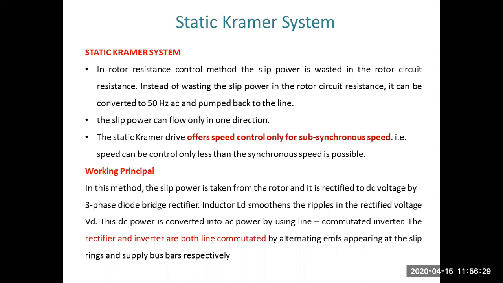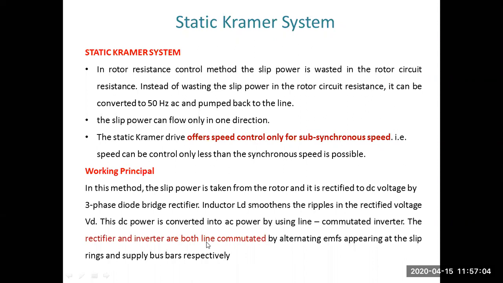Now this DC power is converted again into AC power by using a line commutated inverter. So what we are doing here is, on one side we are converting the rotor power, which is AC in nature, first into DC supply, and then this DC supply is further converted to AC supply, right? And this AC supply is fed back to the main supply system. Okay, so this is how it works.